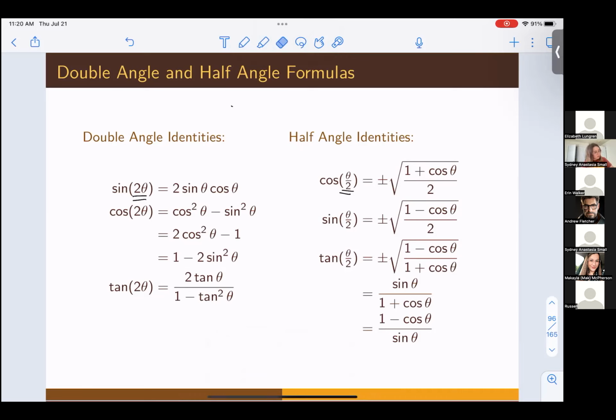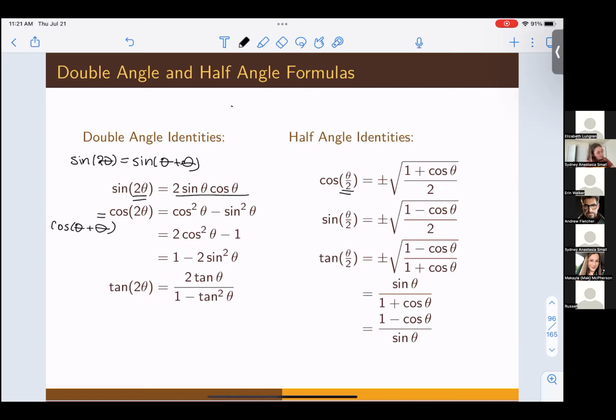Double angle ones don't come up as much in evaluation. Half angle ones come up more in evaluation. These are both really useful for proofs. And notice from the sum and difference identities that we just did, sine of 2 theta is just the same as if we did the sine of theta plus theta. It's just a special case of the sum formula. You could plug it into the identity to see that for yourself. This is just the sine formula for theta plus itself. Similarly, this is just the cosine of theta plus theta.